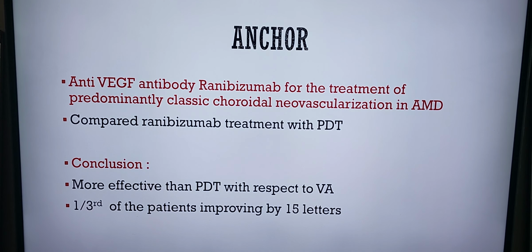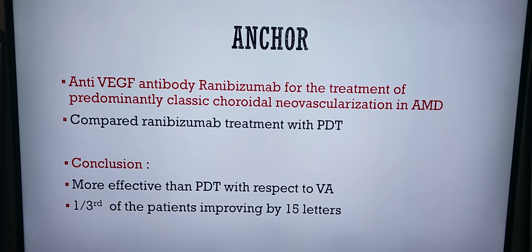Then another trial was conducted, which is the Anchor trial, anti-VEGF antibody ranibizumab for the treatment of predominantly classic choroidal neovascularization in AMD, and here it was compared with photodynamic therapy. Now the conclusion was that it is more effective than photodynamic therapy with respect to visual acuity. Both slowed down the progression at a comparable rate, but with ranibizumab there were better visual outcomes, and 1/3 of the patients improved by 15 letters.